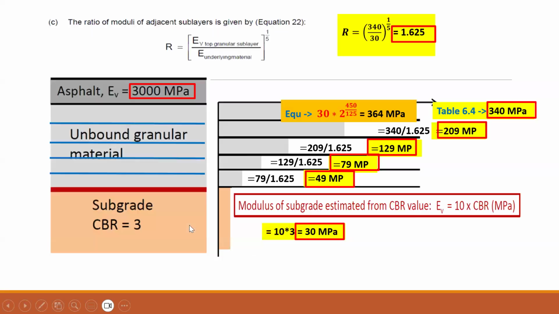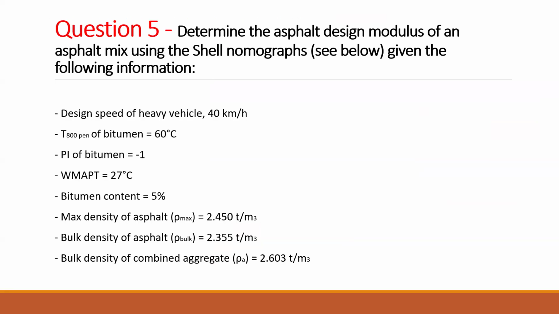In the previous question, this 3000, the asphalt layer's modulus, was given to us. Now we are going to look at how this 3000 came about, how to find the modulus of the asphalt layer. That's our next question. There are different methods and we are going to use the Shell nomograph method.